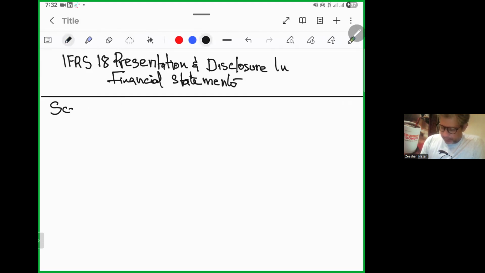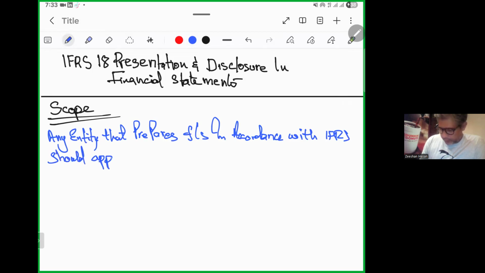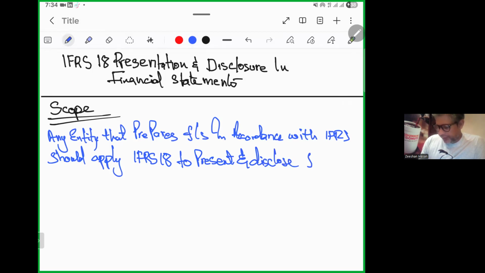So the scope: any entity that prepares financial statements in accordance with IFRS should apply IFRS 18 to present and disclose financial statements.